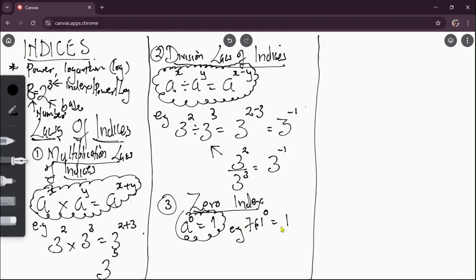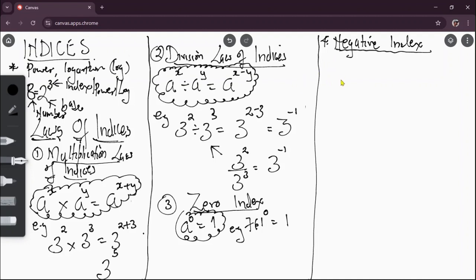As long as the power is 0, then this number is the same as 1. So any number can be expressed this way, but as long as the power is 0, then the number is 1. Law number 4 is the negative index.